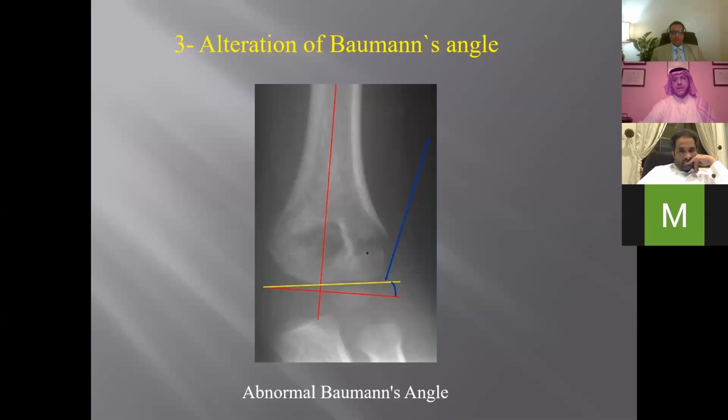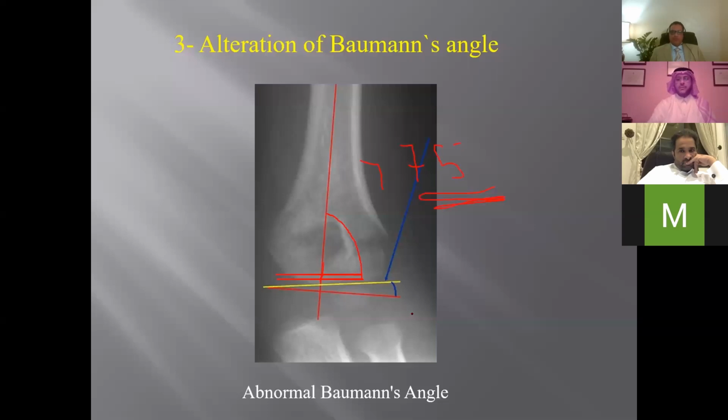Okay, so now this is the abnormal. As you see, there is a fracture here, a supracondylar fracture, and there is alteration of the Baumann angle. So if you draw the two lines, this is the yellow one, and this is the red one. If you measure this angle, it will be more than 75. So this is abnormal.